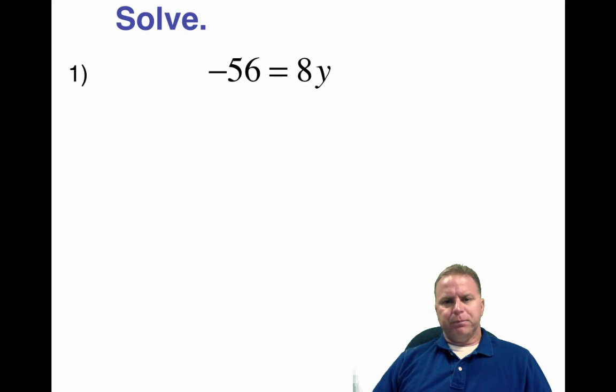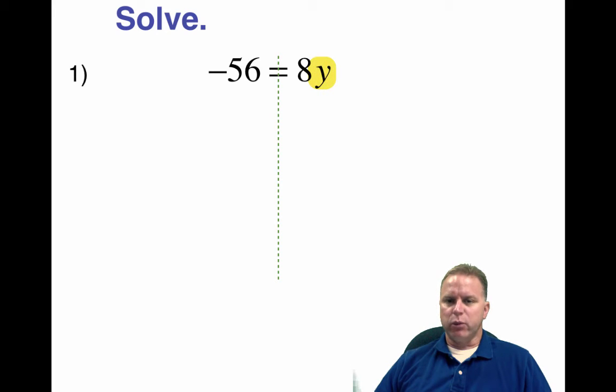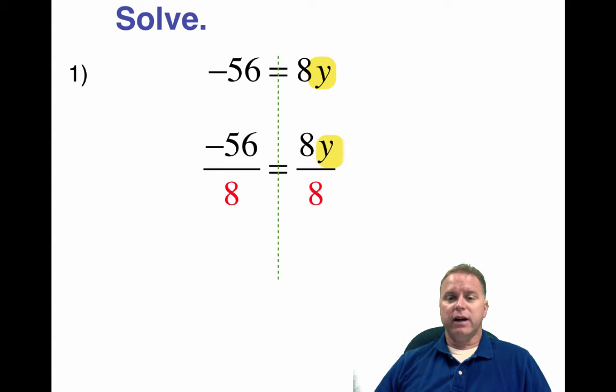So, put our line down the middle. Where's our variable here? It's the y. What's being done to the y? It's being multiplied by 8. What's the opposite of multiplying by 8? Dividing by 8. So divide both sides by 8.